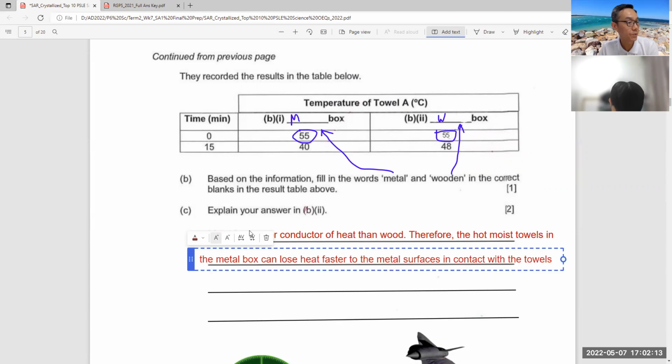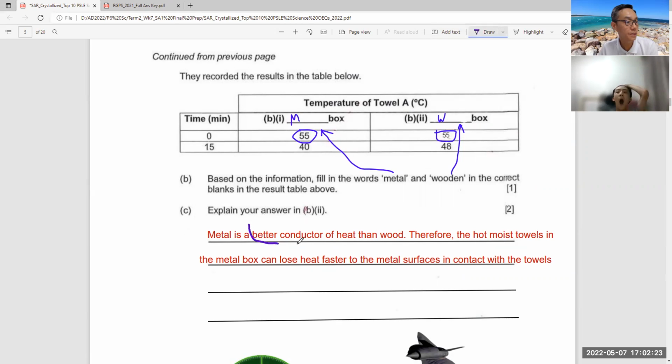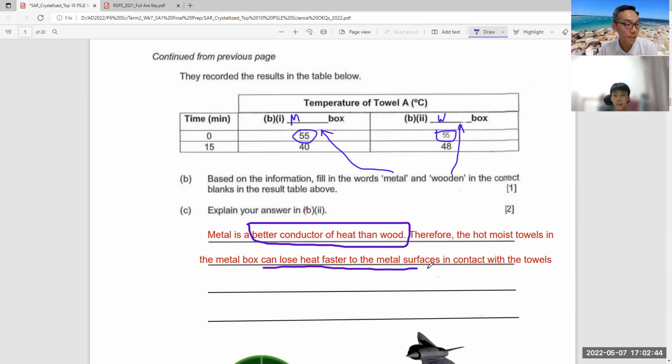So once again, the examiner will look for these keywords, which I highlight to you here. So firstly, this keyword, metal is a better conductor of heat than wood. If you say that metal is a good conductor, you won't get full marks because there is no comparison. So there are two materials here, metal and wood. So you must mention metal is a better conductor of heat than wood. So what happened? The hot moist tower in the metal box can lose heat faster to the metal surfaces. Okay, clear? So this question is quite good.